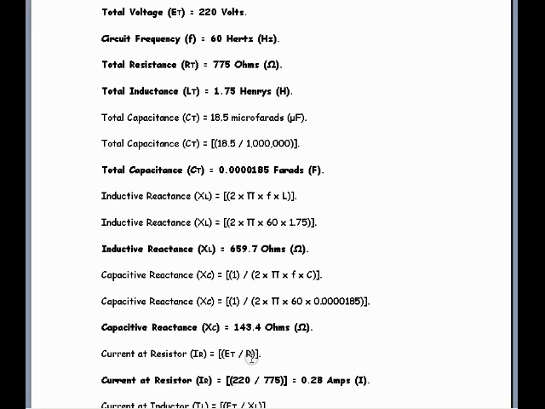And remember, in a parallel circuit the voltage is constant, whereas the current fluctuates and is not constant. Whereas in a series circuit, the current is constant and the voltage can fluctuate or have drops. But this is a parallel circuit, so that means the voltage is constant. So we have to focus on the current at the resistor, inductor, and capacitor. So I sub R, the current at the resistor, would be equal to the total RMS voltage divided by the resistance of the resistor. So 0.28 amps at the resistor.